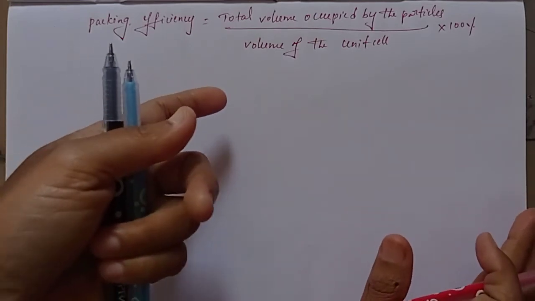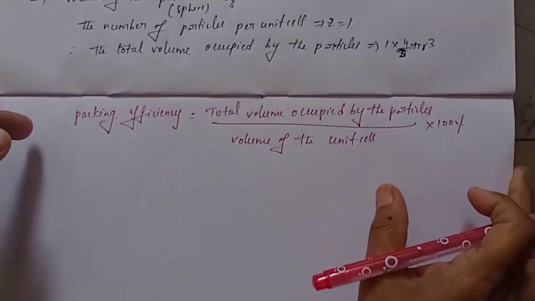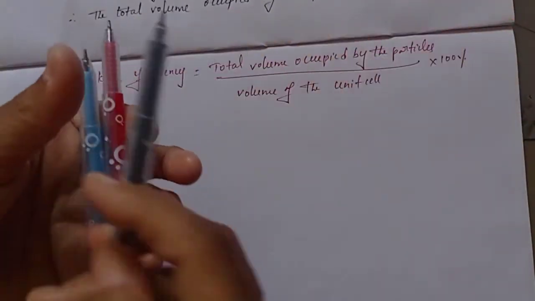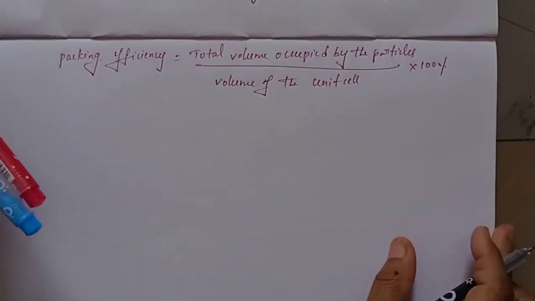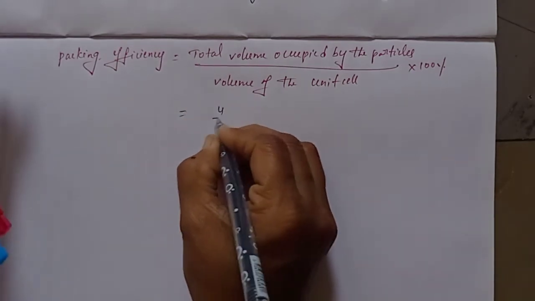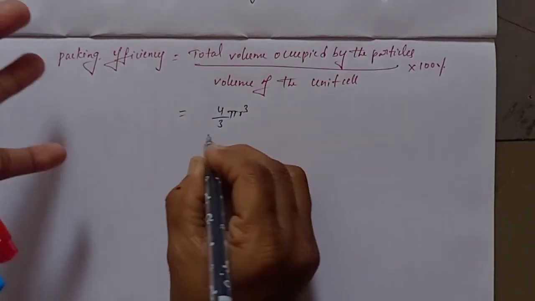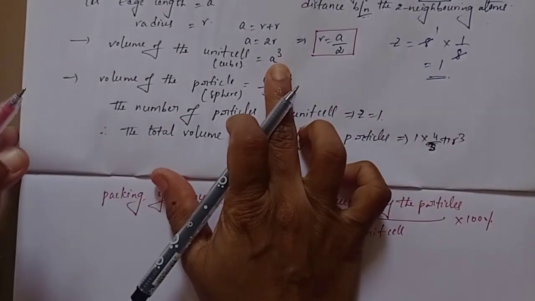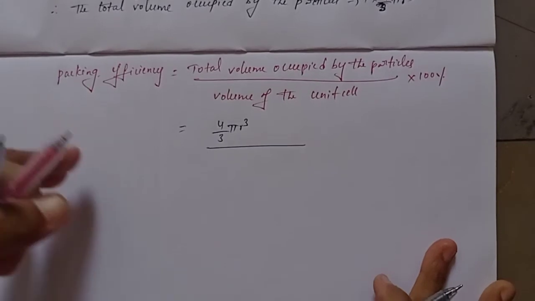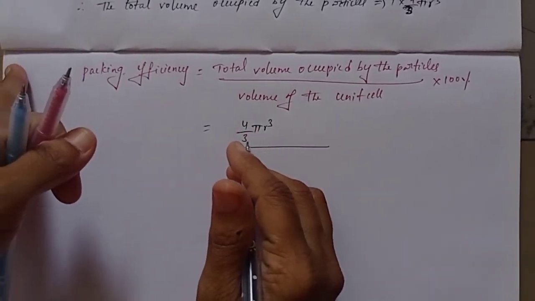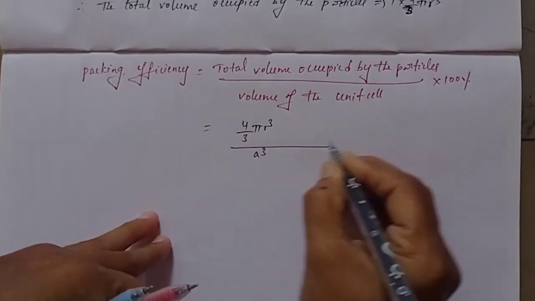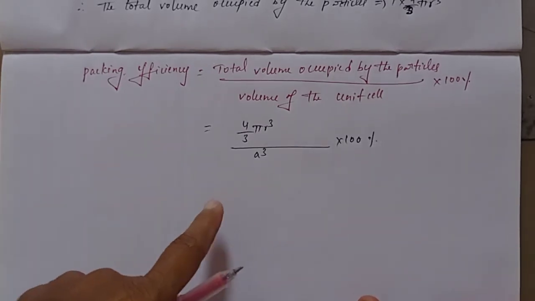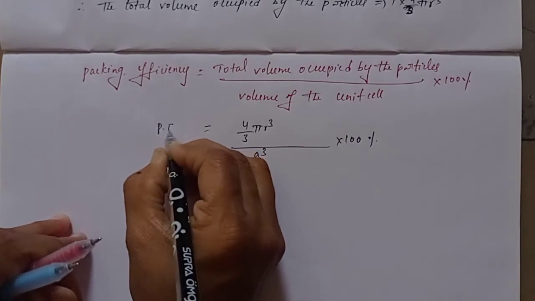So the total volume occupied by the particles, how much? 1 into 4/3 πr³. So that value we take here, 1 into 4/3 πr³, divided by the volume of the unit cell. What is the volume of the unit cell, students? A cube, so I am taking the volume of the unit cell as a³, into 100%. Clear this, students? Now this is the packing efficiency.